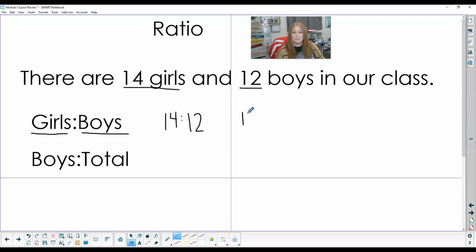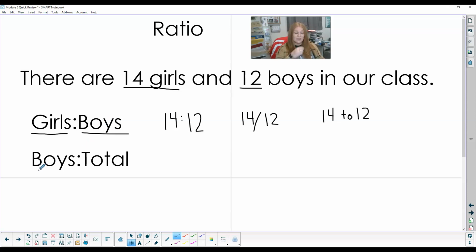Another way to write a ratio is we can write it as a fraction, 14 to 12, which is what I will be using later, is the fraction method. Or we can also write it as 14 to 12. So any of these answers are correct as long as it goes in the correct order that the problem asked for.